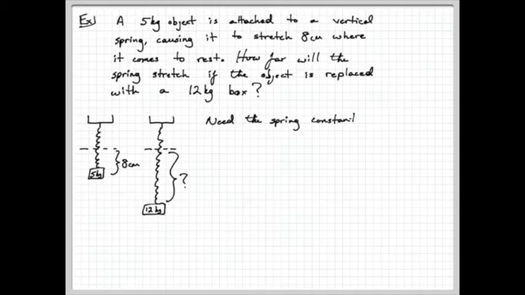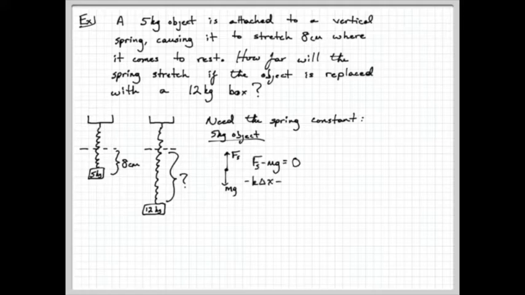Now, before we can solve the problem, we have to know the spring constant. In order to get the spring constant, we're going to use the information we were given in the 5 kilogram box scenario. If we look at forces, we have the spring force up and gravity down. So it's spring force minus gravity, and the spring force was minus kx, which was Hooke's law, minus mg. And we need to solve this for k.